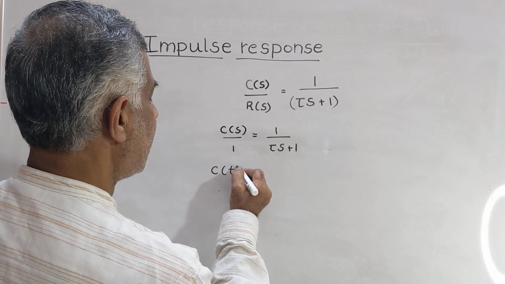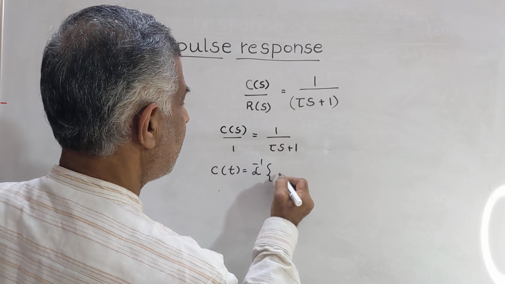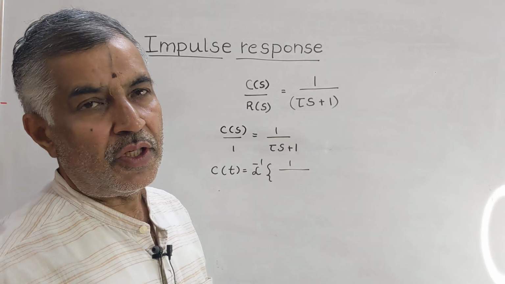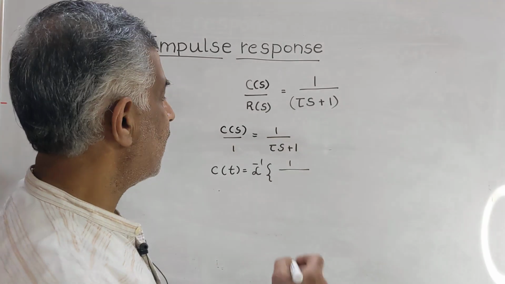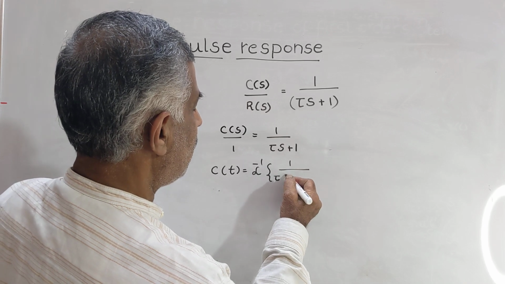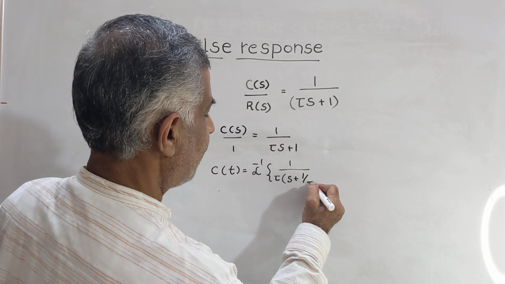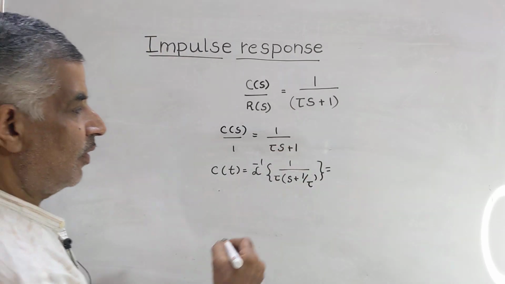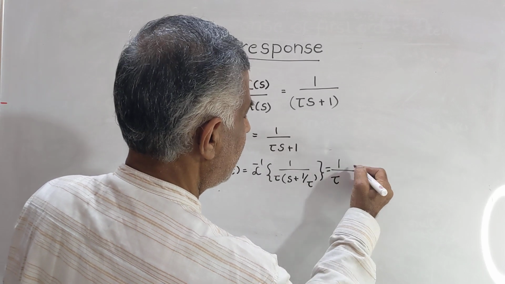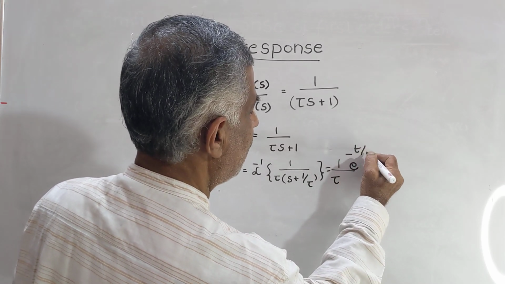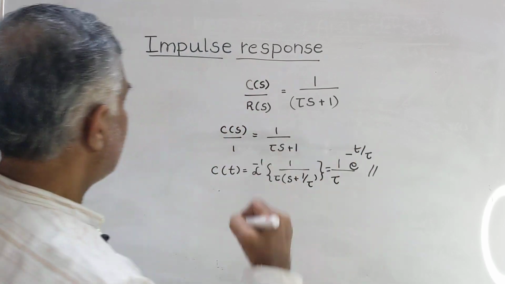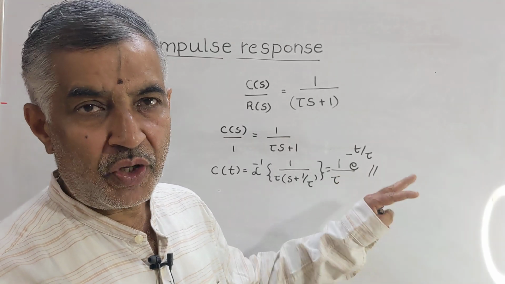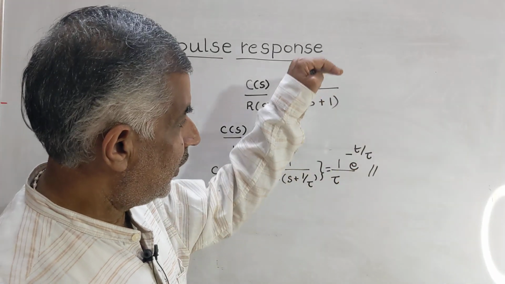Therefore C of t equals L inverse of 1 over, so take tau outside because we know the general form of expression for inverse Laplace transform. Therefore tau into s plus 1 by tau. Now its inverse Laplace transform is 1 by tau e to the power of minus t by tau. This is what is known as impulse response. So it is an exponential decaying function, because its value decreases.